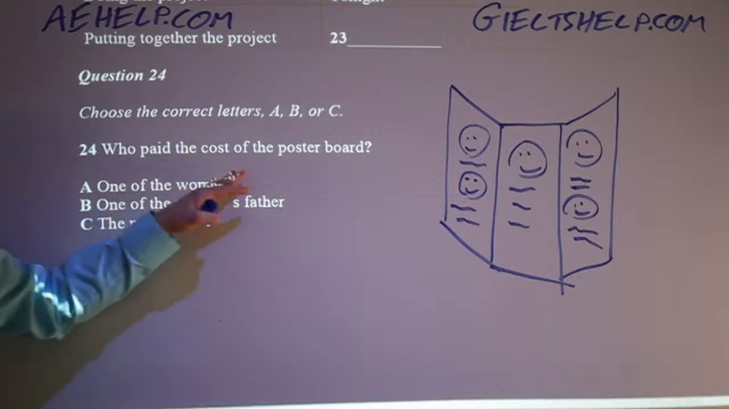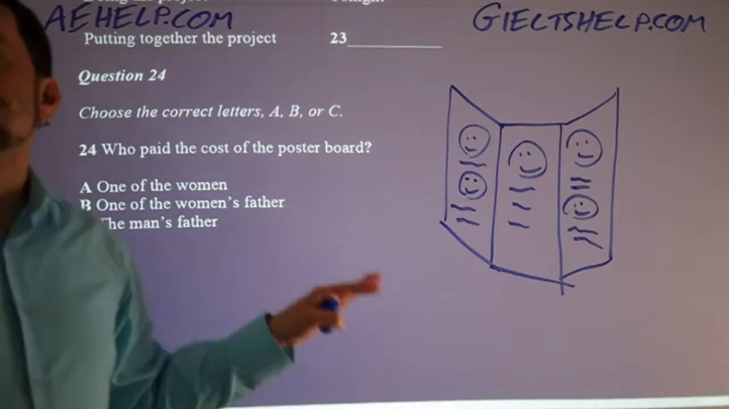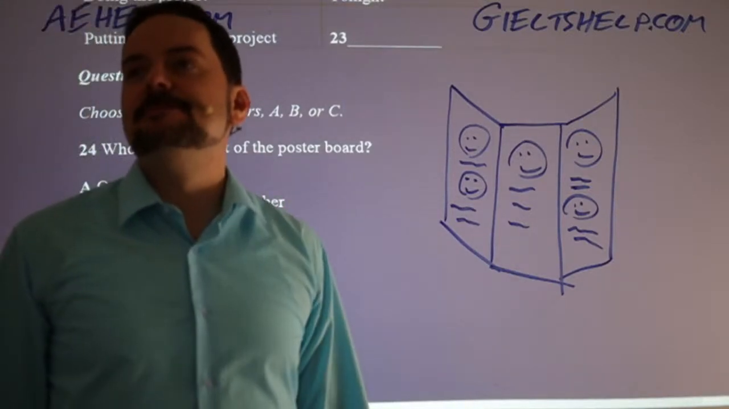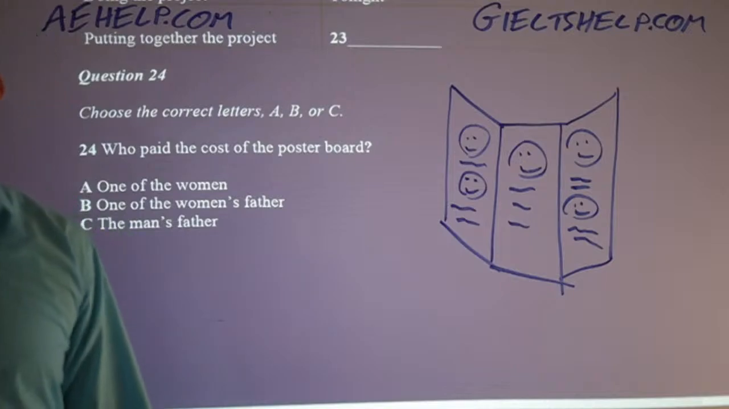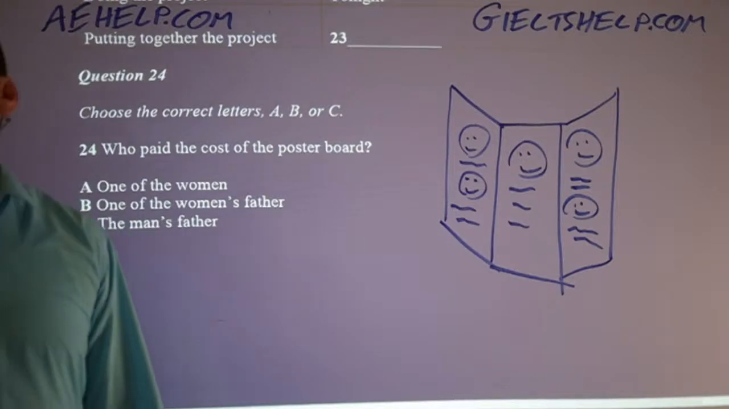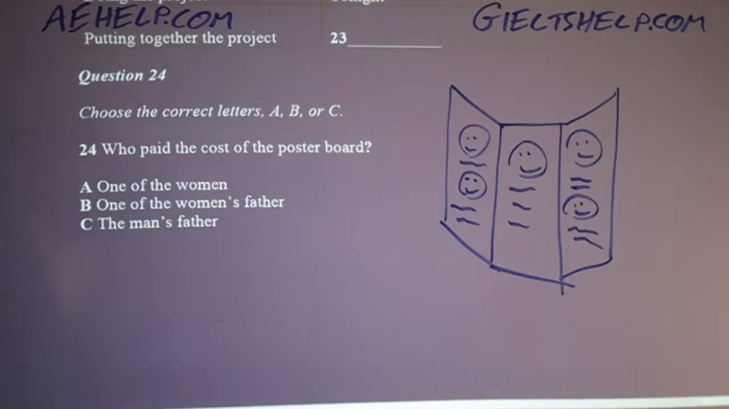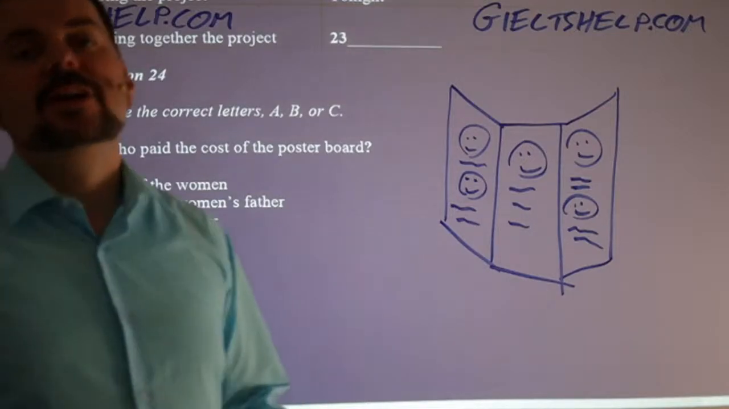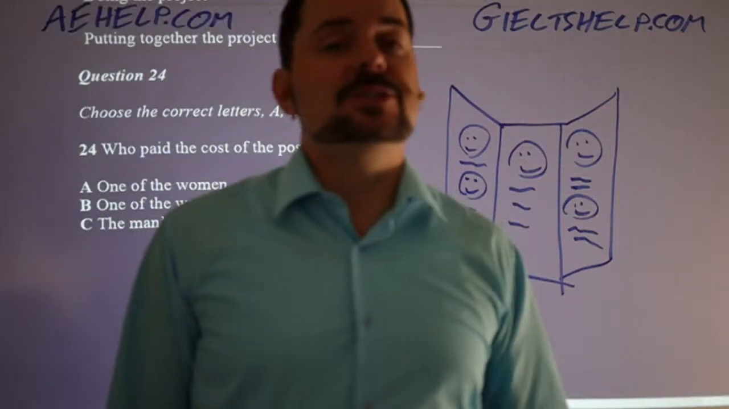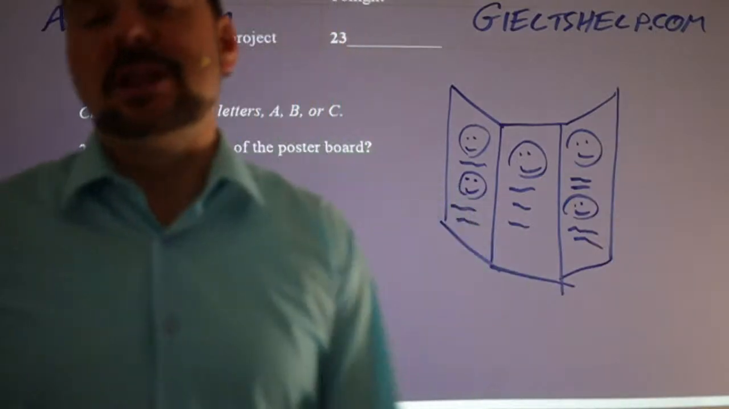Who paid for this poster board? All right, Miyen says it's B. Marjona agrees, Blueberry. Jack, William, they all think it's B, one of the woman's fathers. Yeah, they said, oh, we'll each give you £1. And she says, oh, don't worry about it. My dad paid for it anyway.